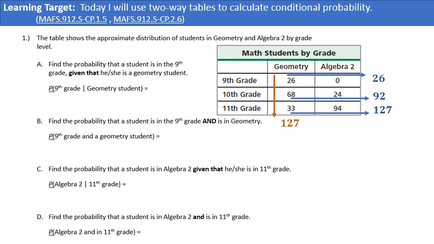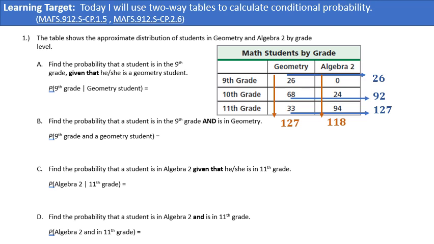All right, so here we go. Algebra 2, how many total kids do we have? 0 plus 24 plus 94, that's 118. Now one of the reasons I do this is I want to know how many total people I have in this. And this is a way to check that I did this right, because if I add horizontally across the columns or vertically down the rows, I should get the same number.